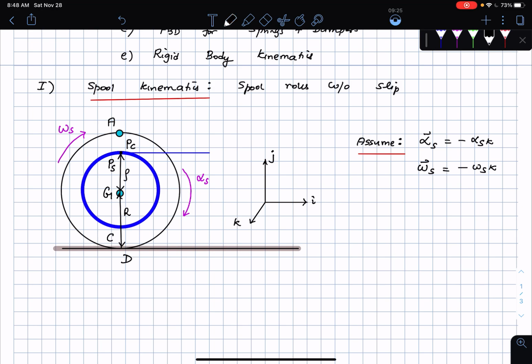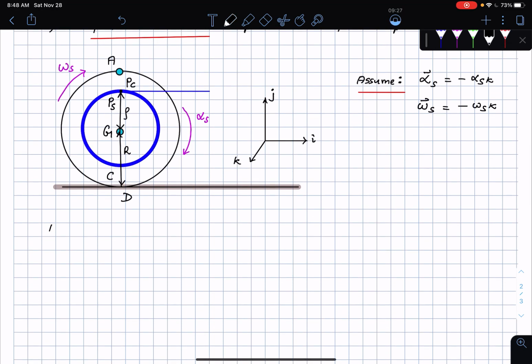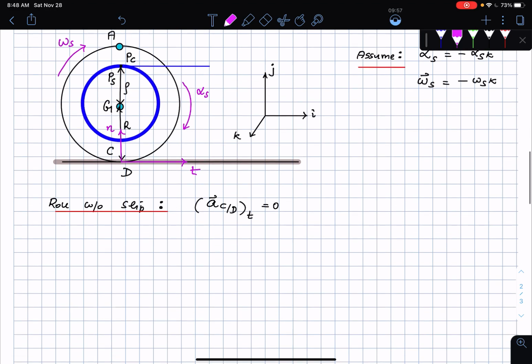Then we also know that it's rolling without slip, which implies the following. This shows that the acceleration of C/D in the tangential direction is equal to 0. What is my tangential direction? If I set up the coordinate frame here, this is going to be the tangential direction. This is going to be my normal direction, if you want to write it that way. This is the normal direction. And so at that point in time, the normal and the tangential are coincident with I and j.